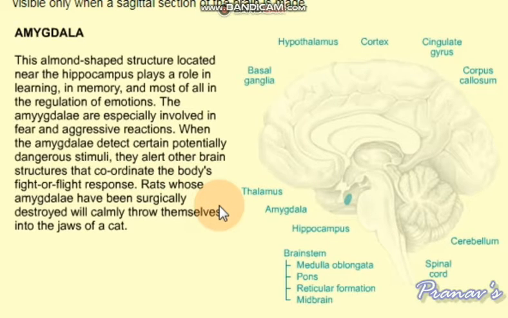Rats whose amygdala have been surgically destroyed will calmly throw themselves into the jaws of a cat. We can say that if we don't have amygdala, we will become fearless and also susceptible to danger.